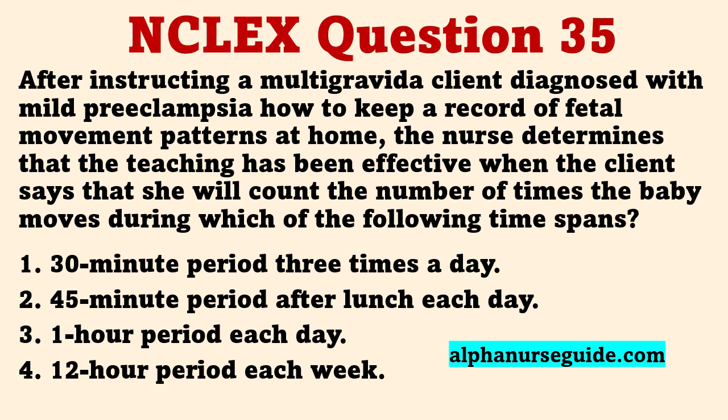After instructing a multigravida client diagnosed with mild preeclampsia how to keep a record of fetal movement patterns at home, the nurse determines that the teaching has been effective when the client says that she will count the number of times the baby moves during which of the following time spans: 1. 30-minute period 3 times a day. 2. 45-minute period after lunch each day. 3. 1-hour period each day. 4. 12-hour period each week. The correct answer is 3.